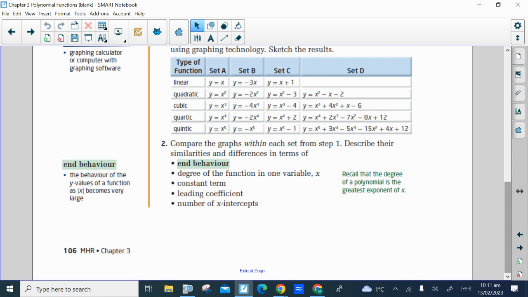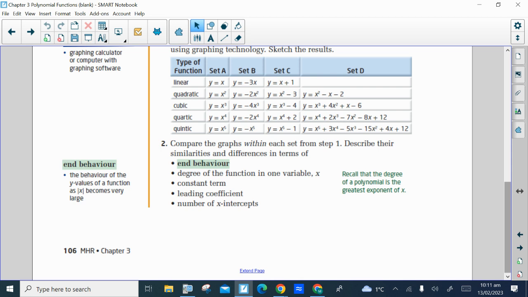You're going to see that it's either going to be rising or falling. So we're going to talk about the end behavior in terms of rising to the left or falling to the left, rising to the right or falling to the right. These polynomial functions will do 2 of those. What's it doing as you go to the left forever? What's it doing as you go to the right forever? Okay?